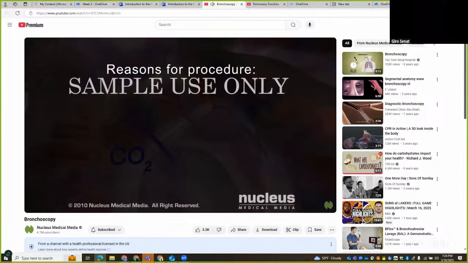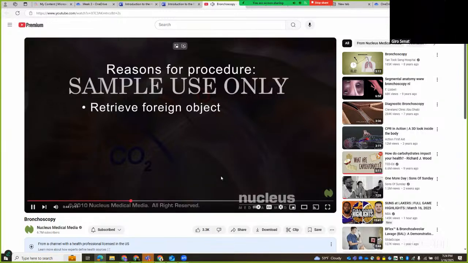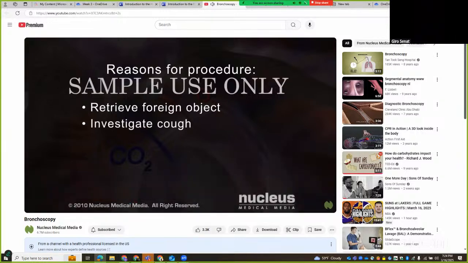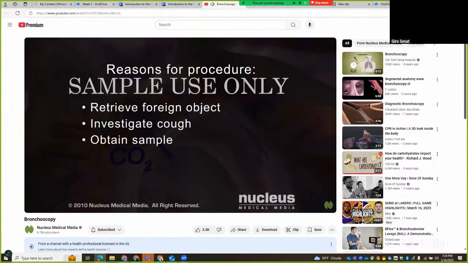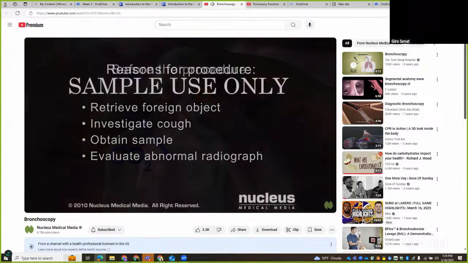A bronchoscopy may be done to look for and possibly retrieve a foreign object that may have been inhaled instead of swallowed, investigate a persistent cough or a cough producing blood, obtain a mucus, tissue, or liquid sample from inside your lungs, or evaluate an abnormal chest X-ray or CT scan.